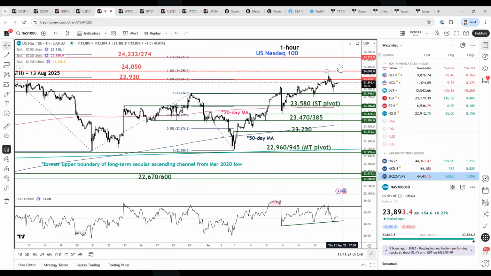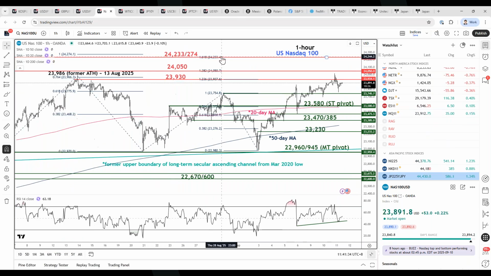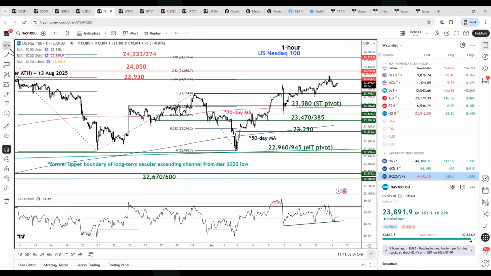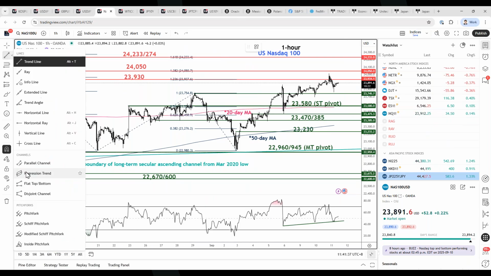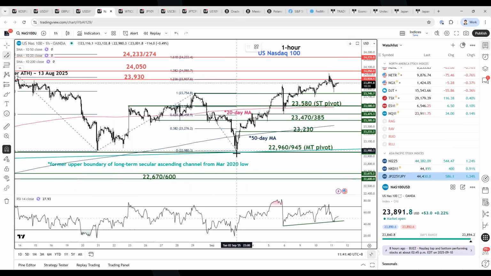Above it, potentially seek out 24,050, and thereafter 24,233, 24,274, which is a Fibo extension cluster level as well. And if you do the channeling technique from this low of 2nd of September over here, okay, that also constitutes very closely to the upper limit of this minor ascending channel.